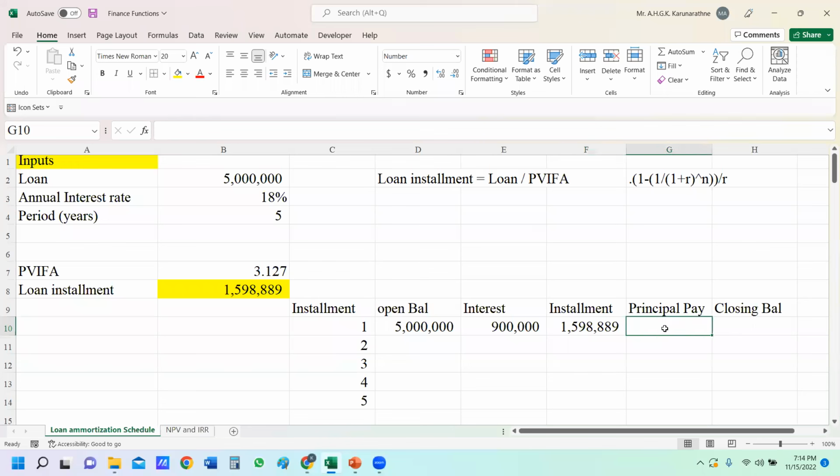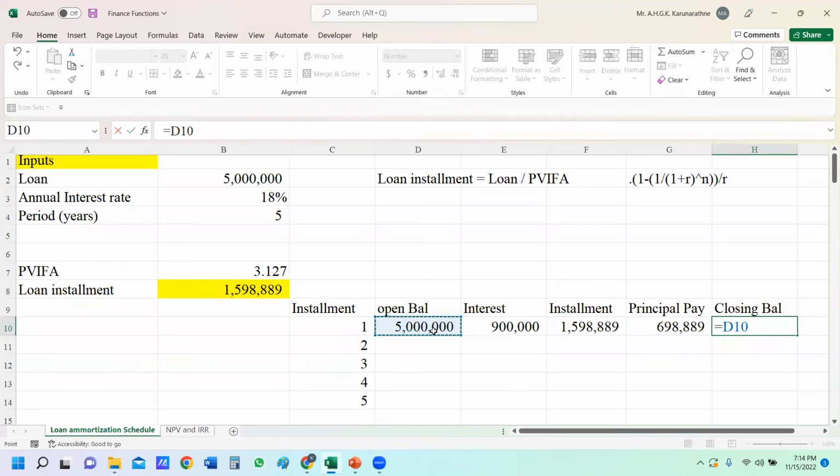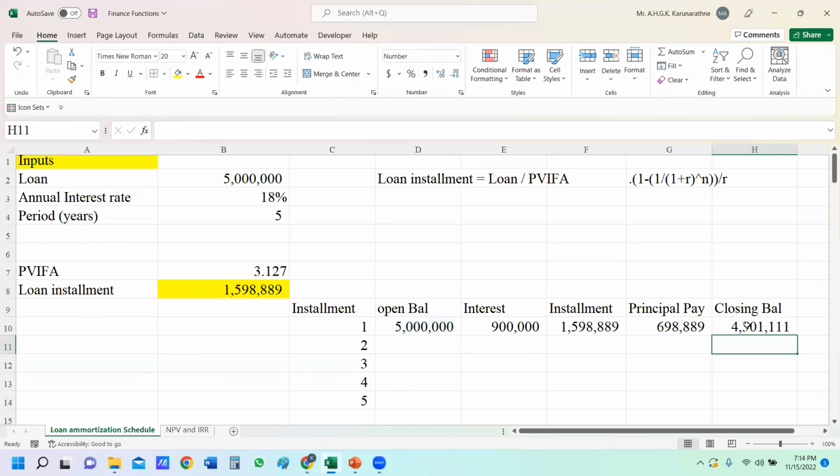So loan repayment will be equal to the installment. Again, interest is covered first, and only from the difference they will deduct their loan. So accordingly, principal payment is 698,889. So the closing balance is equal to opening balance minus repayment. So this is your closing loan balance.